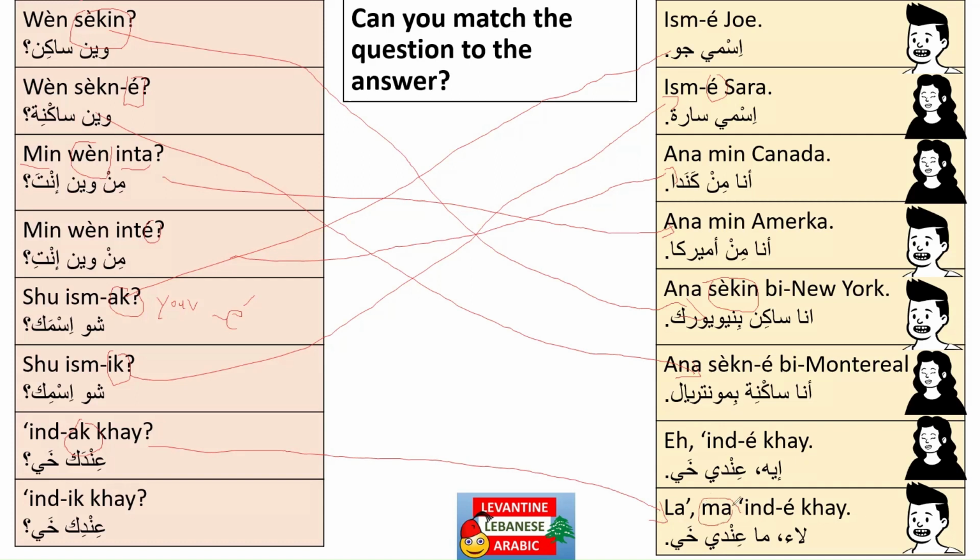So ما عندي, I don't have. We say عندي, I have. We add ma to this adverbial, it becomes ما عندي, I don't have something. ما عندي خي. ما عندي سيارة, I don't have a car. عندك خي? إيه. عندي خي. A is typically yes. And we also have نعم. نعم is the more polite version of A. A is kind of like yeah, but نعم is more of a proper form, yes.